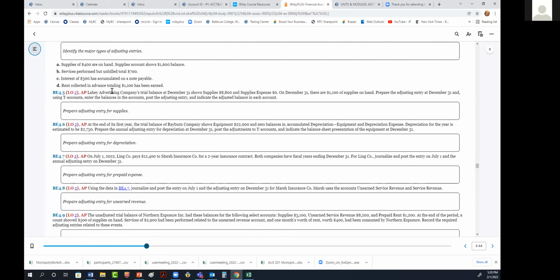Let's do 4-5. Leahy Advertising shows supplies of 8,800 and supplies expense of 0. On December 31st, there are 1,100 of supplies on hand. Prepare the adjusting entries. And let's just stop there. Take a minute and then just throw it in the chat.